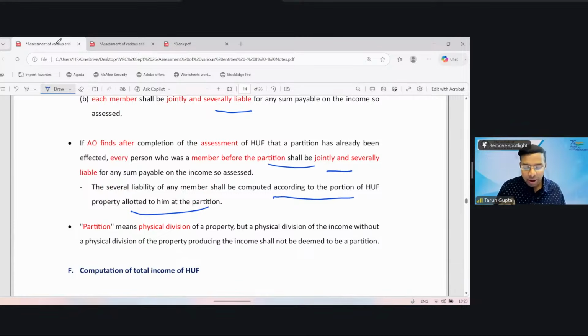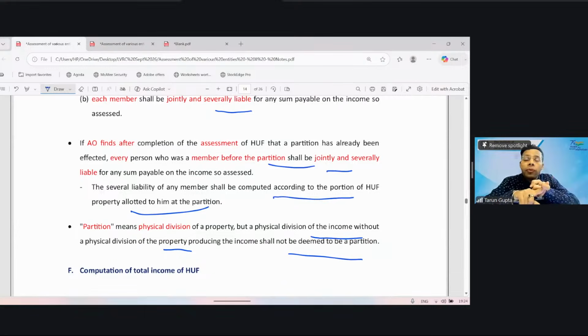Partition means physical partition of property, but a physical division of income without a physical division of the property producing the income shall not be deemed to be a partition. So if the source of income has not been partitioned, but only the income arising from such source has been partitioned among the members of the HUF, then income tax does not recognize such partition. Okay. So, firstly, we understand what is HUF.